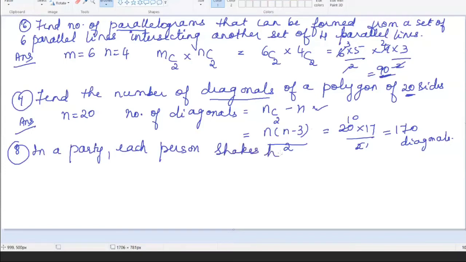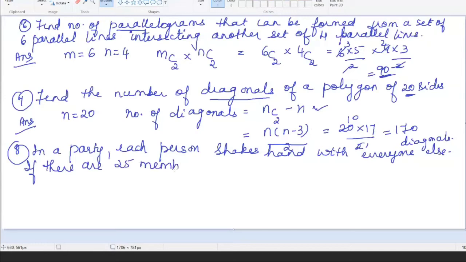In a party, each person shakes hands with everyone else. If there are 25 members in a party, calculate the number of handshakes. Calculate the number of handshakes. Yes, I want the answer from you all.